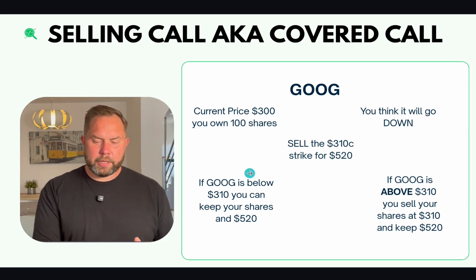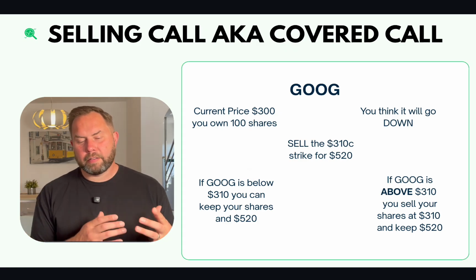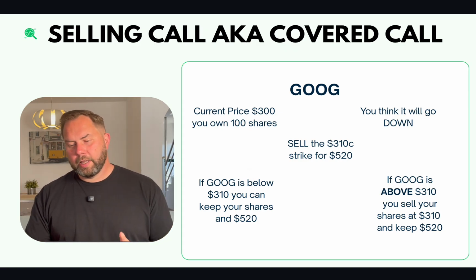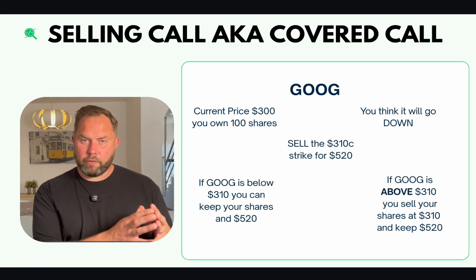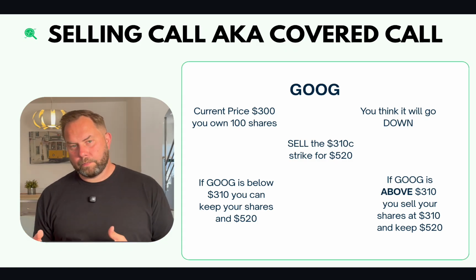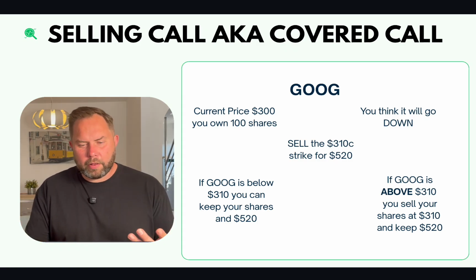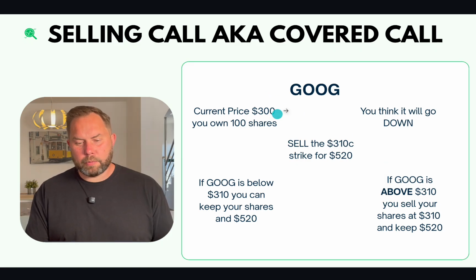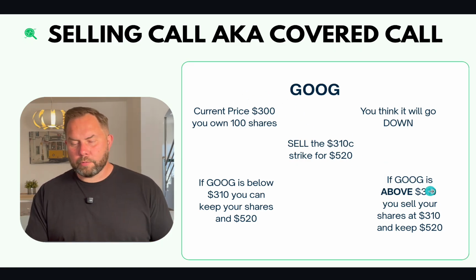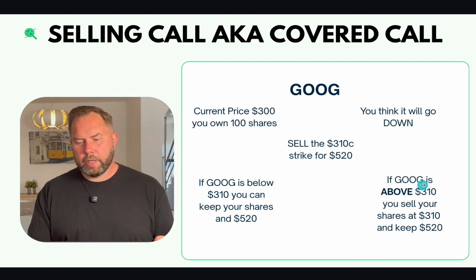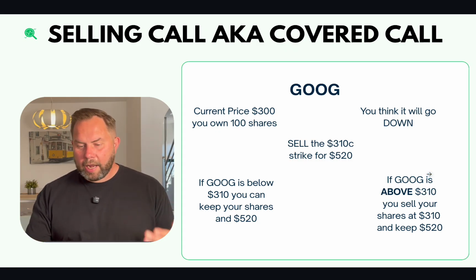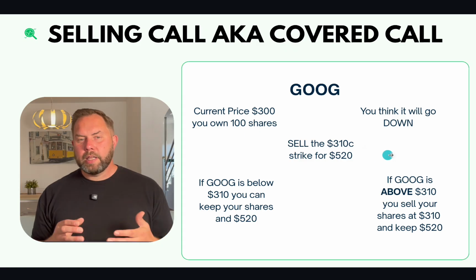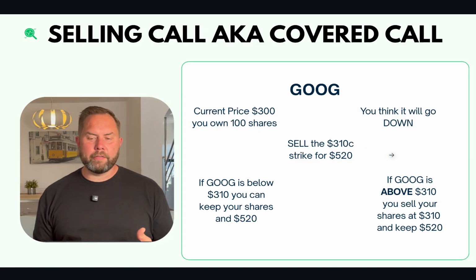So, you're going to make 520 bucks. If Google is below 310, you keep your shares and the $520. However, if Google is above $310 at the end of the month, you sell your shares for 310 and you keep the 520. Wah, wah, wah. Well, it's not really all that bad news because look at this. The current price is 300. One month later, it's 310. Let's say it's 315 for this example. You're going to keep the money from the $10 per share from 300 to 310. So you're going to make the $1,000 on stock appreciation and the $520. So in that month, Google made you 1,520 bucks.